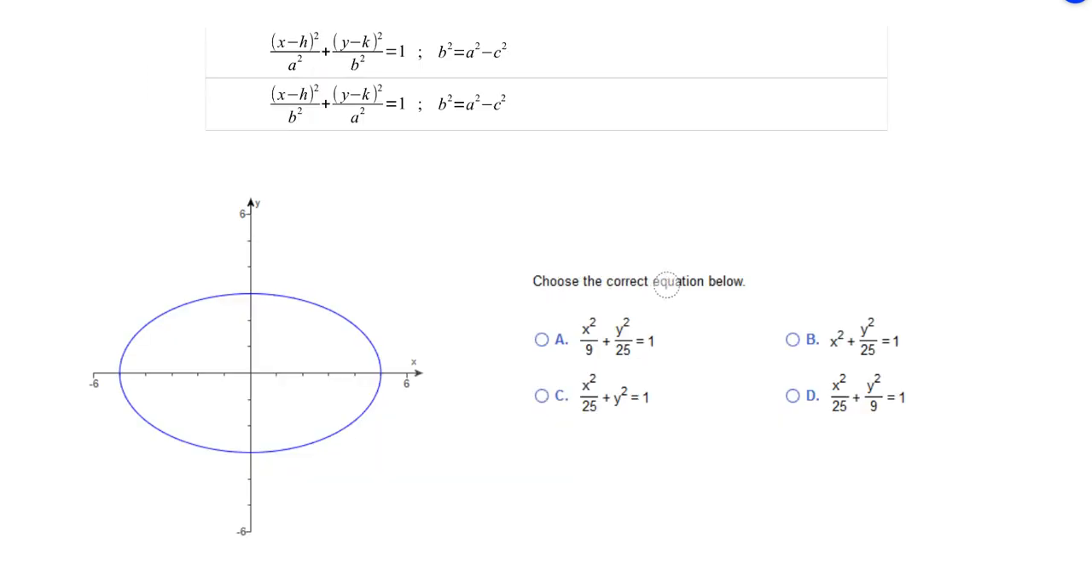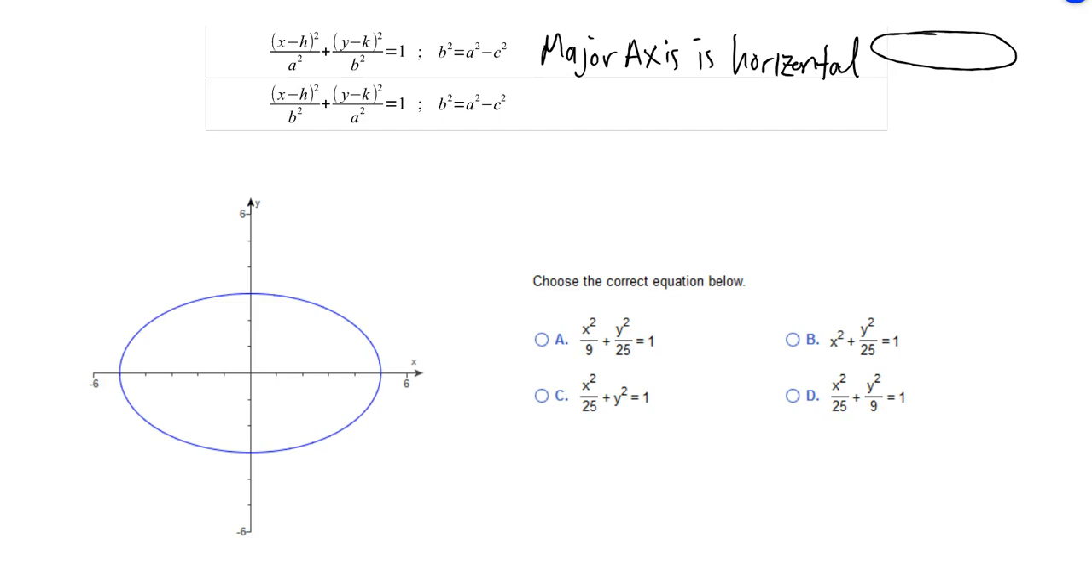In this example, we want to choose the equation that matches this graph of the ellipse. Before we try to answer this question, let's take a look at the two different orientations for ellipses that we focus on. One orientation is where your major axis is horizontal, and that means that your ellipse is going to be longer horizontally. And you can tell that this equation is the horizontal orientation by A being underneath the X. A is always going to be your larger number with ellipses, and so the fact that it's under the X means it's going to have that longer ellipse horizontally.